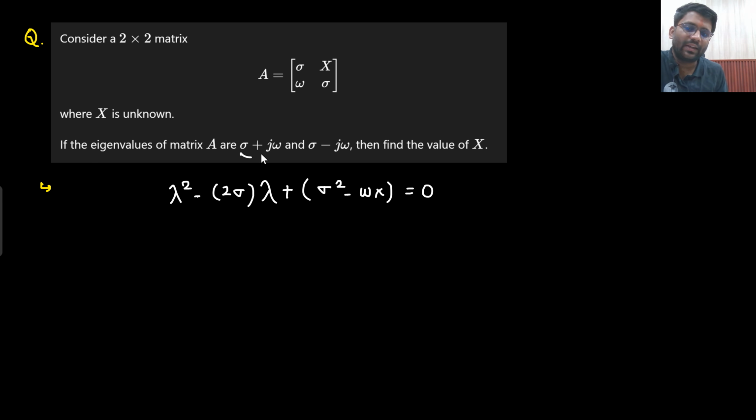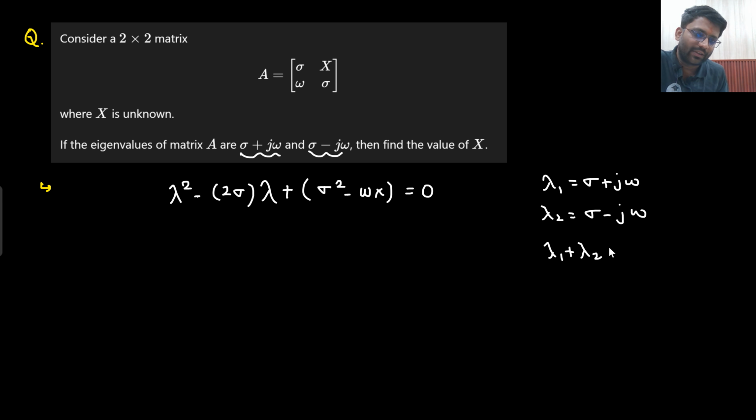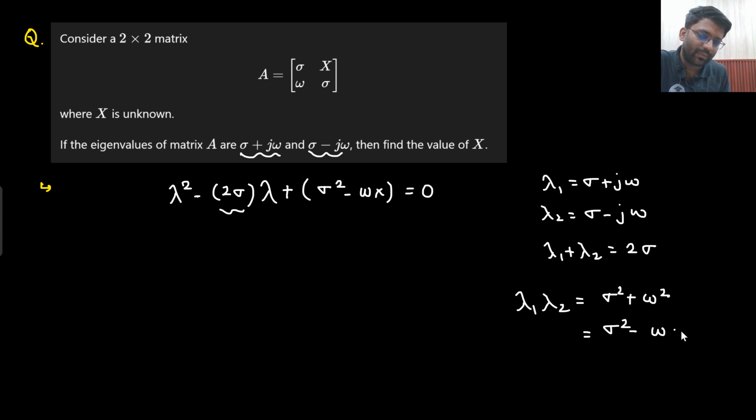Understandable? Now they have given the eigenvalues. Lambda 1 is sigma plus j omega. Lambda 2 is sigma minus j omega. What is the addition of eigenvalues? That is equal to the trace. Is it fine? Yes, sir. What is the multiplication of eigenvalues? Sigma plus j omega times sigma minus j omega will be sigma square plus omega square. What would that be equivalent to? That would be equivalent to the determinant.